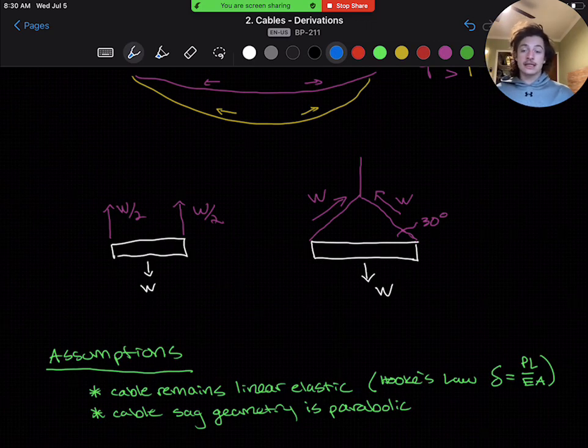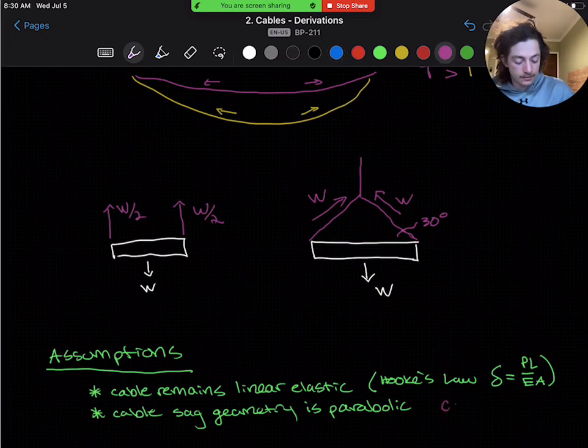The other assumption is that the cable sag geometry is parabolic. And this is a fair assumption under a uniform dead load. And for low sag cables, they can be idealized as parabolas instead of their true shape, which is going to be a catenary.